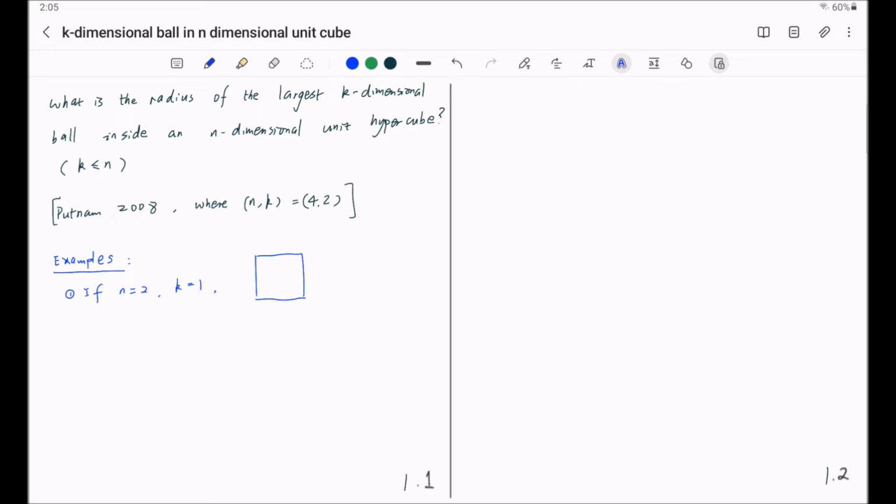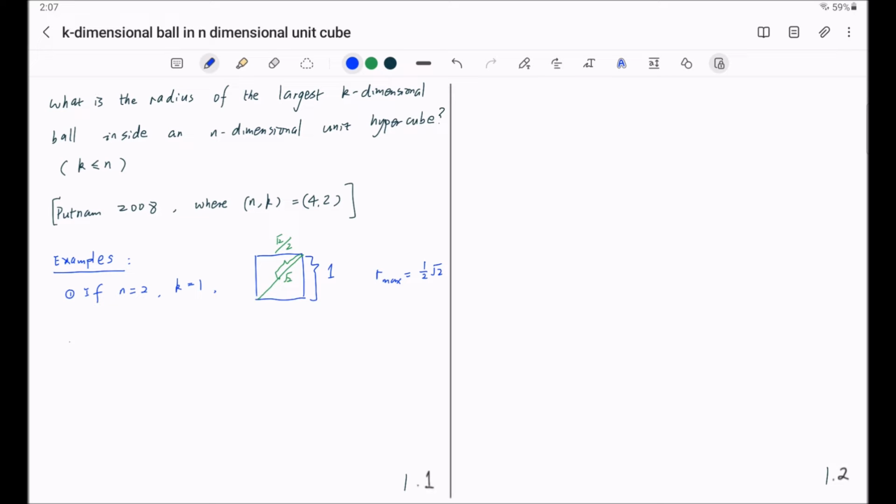In this case, our two-dimensional unit hypercube is just the square with side length equal to 1. And the largest one-dimensional ball inside this two-dimensional square with side length 1 is this full diagonal line segment, whose length is equal to square root of 2. So in this case, the radius will be equal to half of square root of 2. So in this case, the answer is half of root of 2.